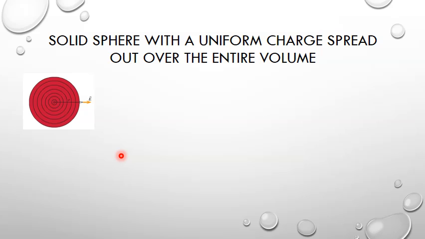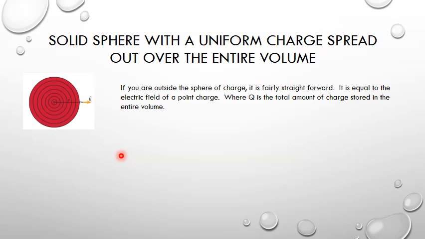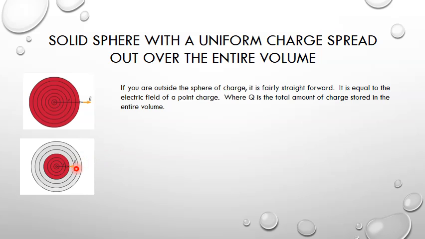Okay, we know it has an electric field, and that electric field, if you're outside it, is equal to the electric field of a point charge, where Q is the total amount of charge stored in its entire volume. So the big question is, how do you find it inside? So here we have the red volume. I'm at a spot right here, and I want to know the electric field inside this charged object. Well, how do we do that?